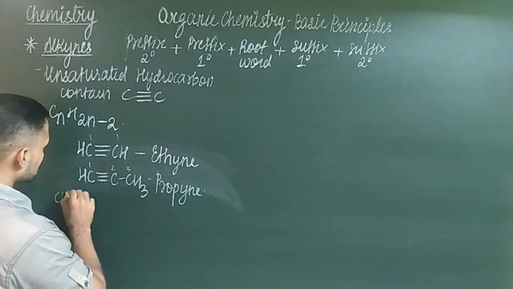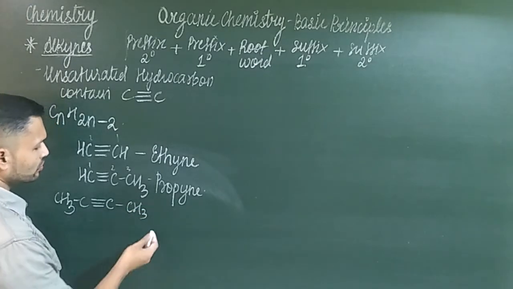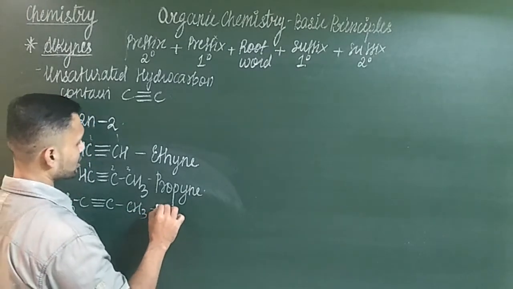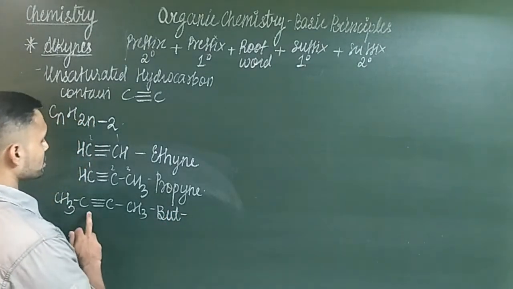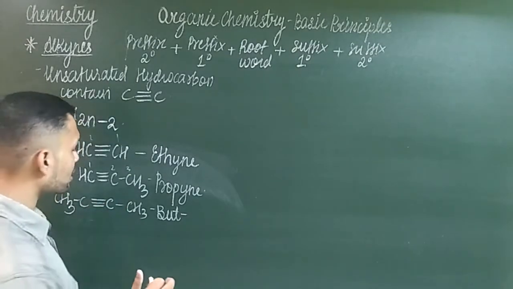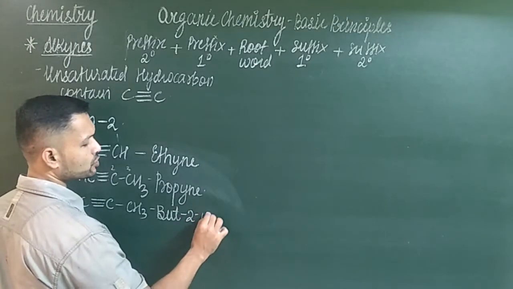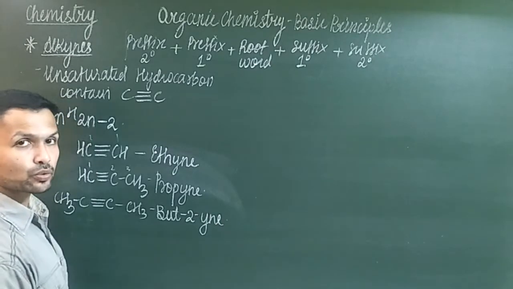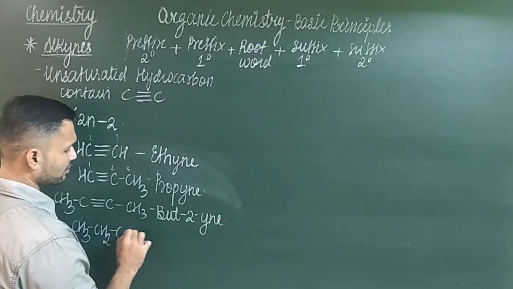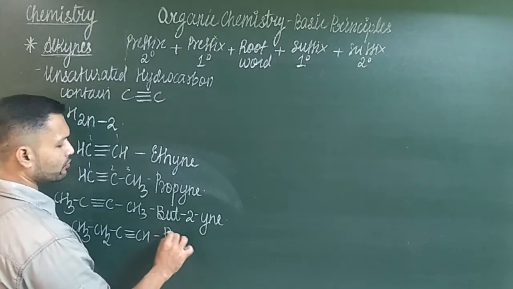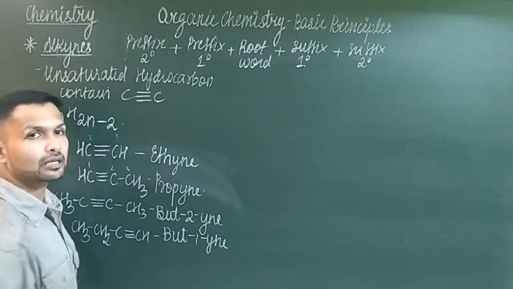Next one, CH3 C triple bond C CH3. The longest chain is of 4 carbons, which constitutes but. From but onwards you need to number it, because the triple bond could be between the first and second carbon. So here 1, 2, 3, 4. Between 2 and 3 there is a triple bond, which gives 2-yne. So this goes as but-2-yne. Similarly, if it was at the first carbon, the name would be but-1-yne, which should be the name of that alkyne.